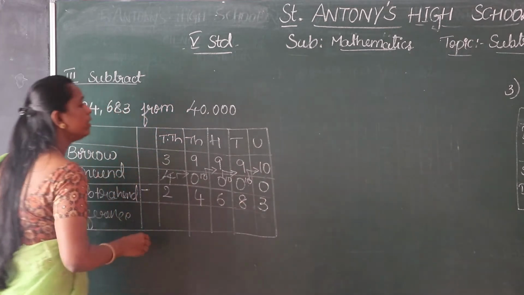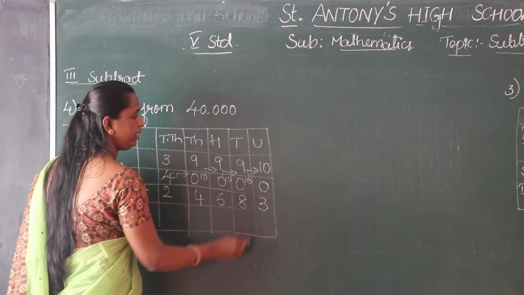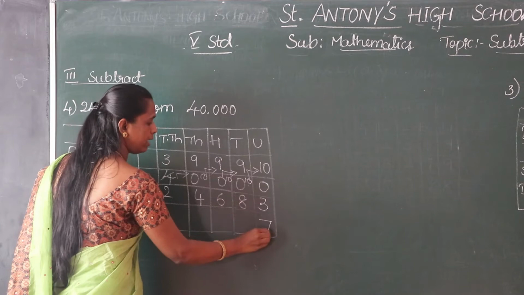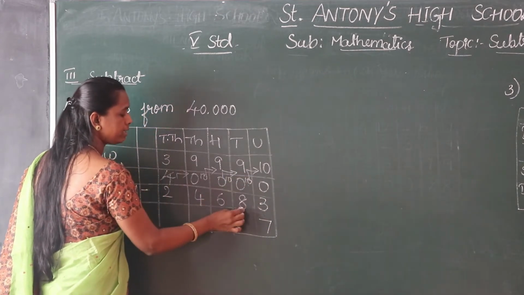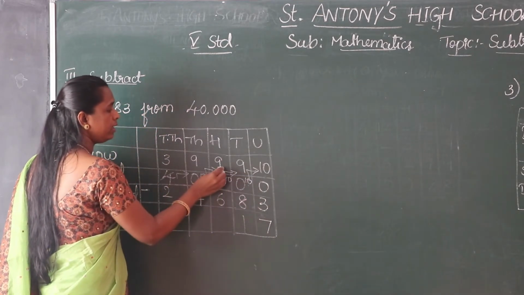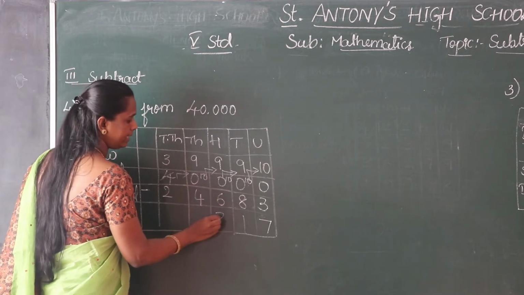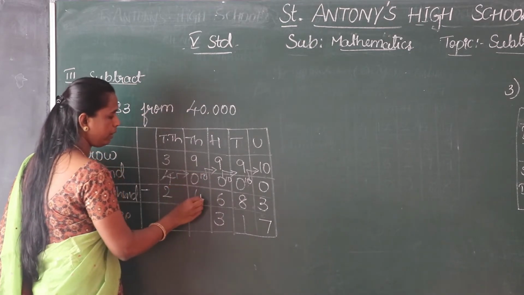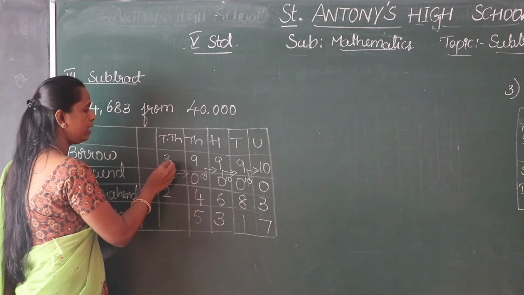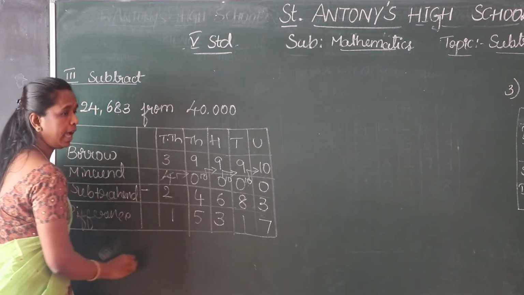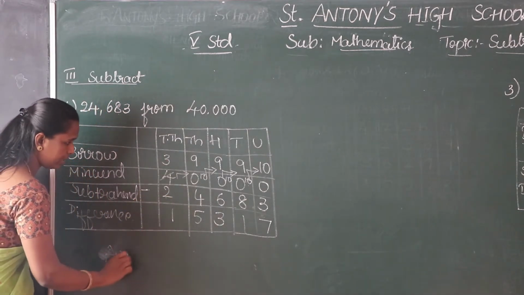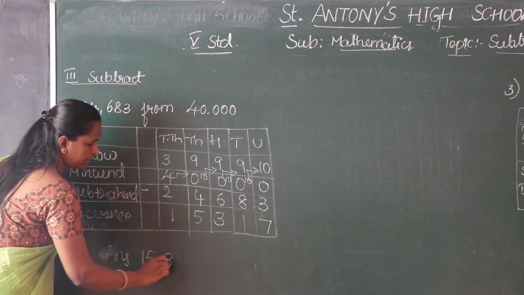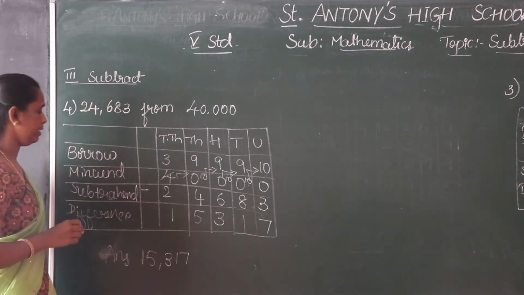Okay children? So 10 minus 3, 7. 9 minus 8, 1. 9 minus 6, 3. 9 minus 4, 5. Here 3 minus 2, 1. The final answer is 15,370.